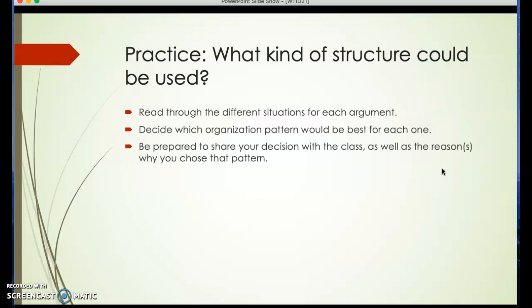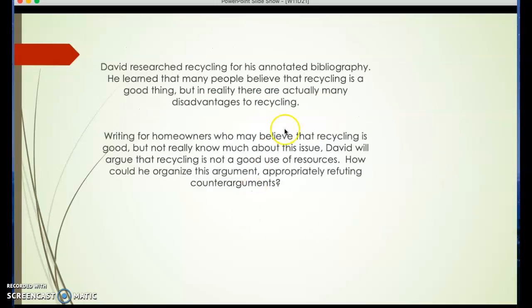So what kind of structure could be used? I want you guys to practice on your own. So in a notebook, just read through the different kinds of situations and decide which organizational pattern would be best for each one. So let's say we have David, who researched recycling for his annotated bibliography.